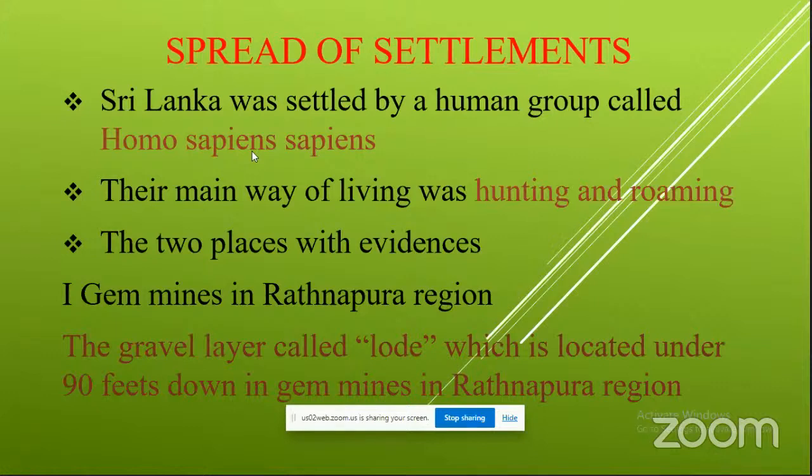So in that gravel layer, we find evidences about the initial man in Sri Lanka. Even the gems had been found in that layer. So gem mines in Ratnapura is one of the places where we will find evidences about the initial people in Sri Lanka. However, there are two places. The evidences of the Ratnapura region gem mines are 125,000 years old. So that is the initial place where humans had been originated in Sri Lanka.